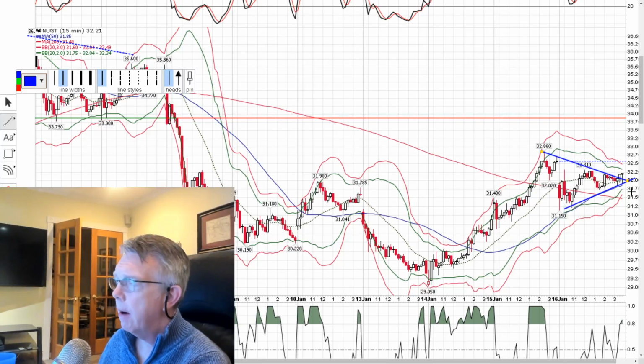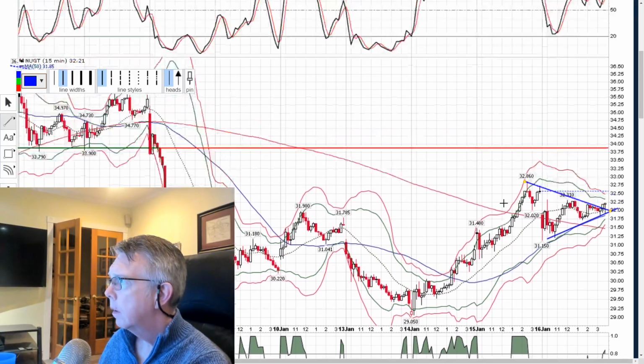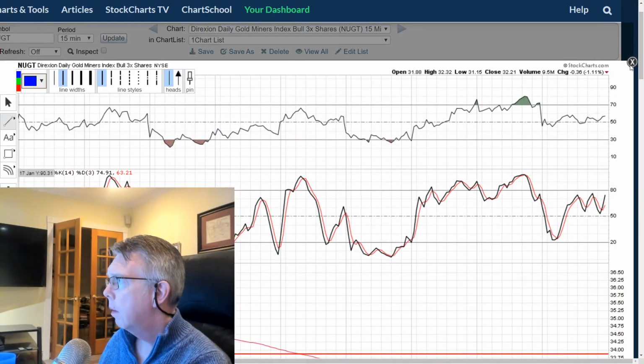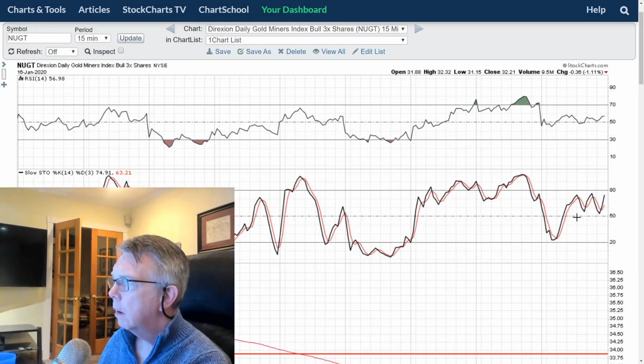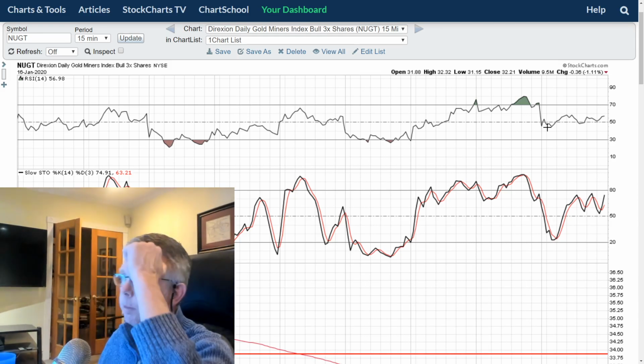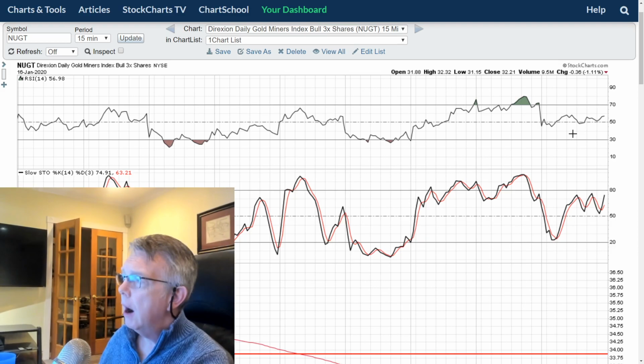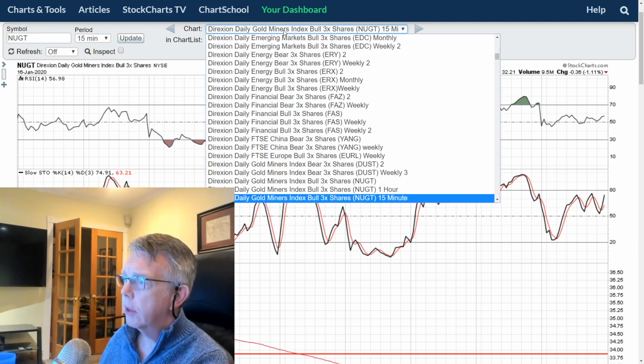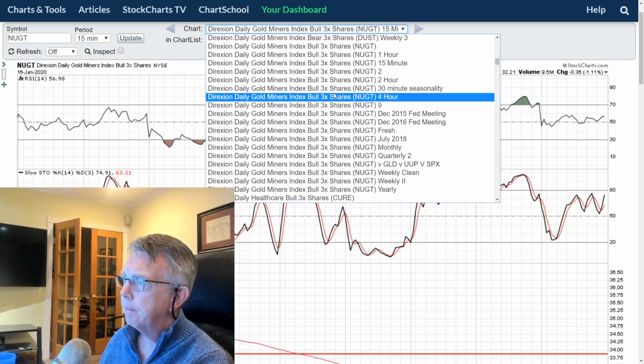Look at this breakout on a 15-minute basis. We broke out, pulled back, retested, closed at the highs of the bar. Now, higher lows on Stokes, perfect. RSI, higher lows, perfect. Let's go to the ever critical 2-hour chart.